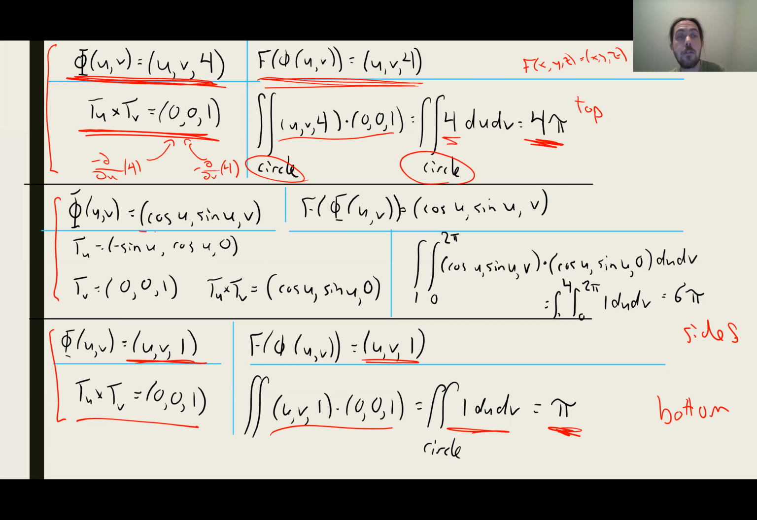And here's my parameterization. Phi of u, v is cos u, sine u, v. Here are my tangent vectors. The derivative with respect to u is minus sine u, cos u, 0. My tangent vector with respect to v is 0, 0, 1. My cross product is cos u, sine u, 0. My vector field at the point I'm interested in is cos u, sine u, v. The dot product of those is cos u times cos u plus sine u times sine u plus v times 0. That's cos squared plus sine squared, and gives me 1. So that integral is going to be 6 pi.